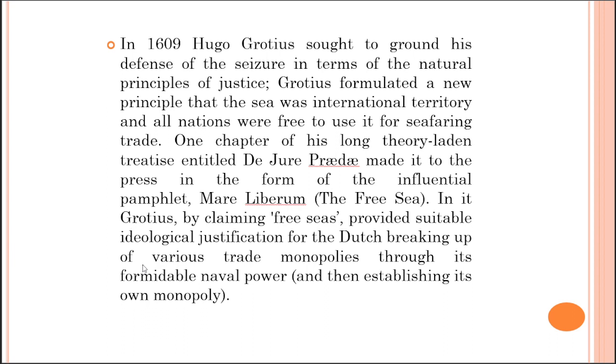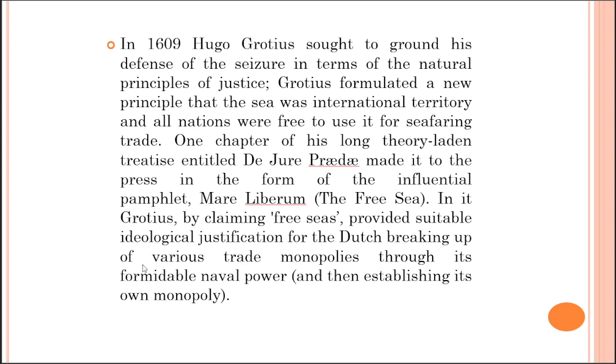of justice. Grotius formulated a new principle that the sea was international territory and all nations were free to use it for seafaring and trade. One chapter of his long theory-laden treatise, entitled De Jure Praedae, made it to the press in the form of the influential pamphlet Mare Liberum, the Free Sea.